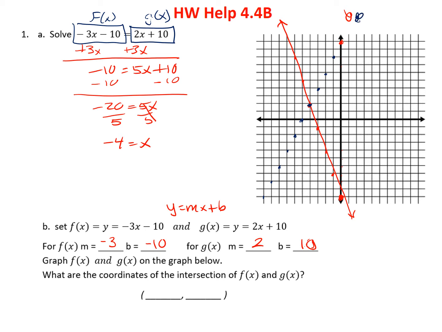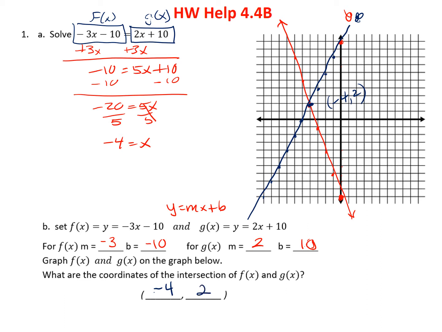I'm having trouble getting the pen to write tonight. All right. And here's the point where it intersects. This is the point 1, 2, 3, 4, negative 4, 2. Okay. So my answer here is negative 4, 2. All right, so there's our answer, negative 4, 2.